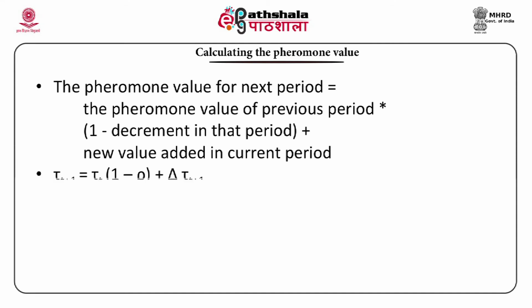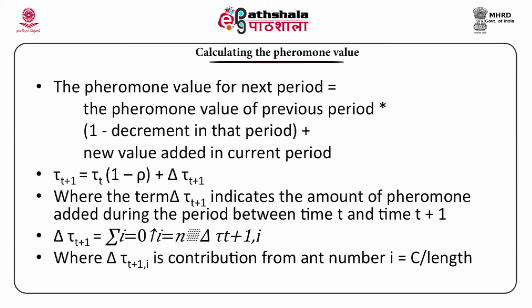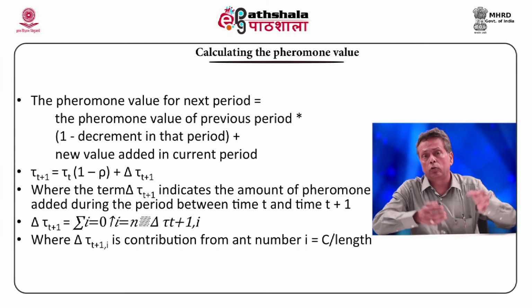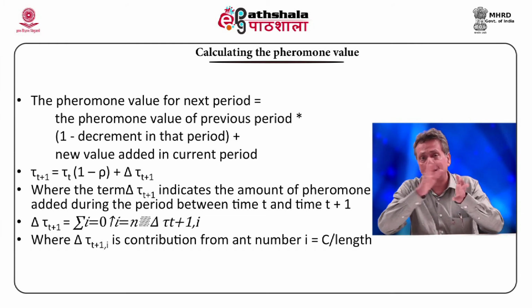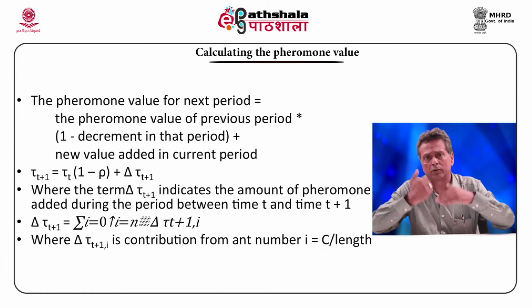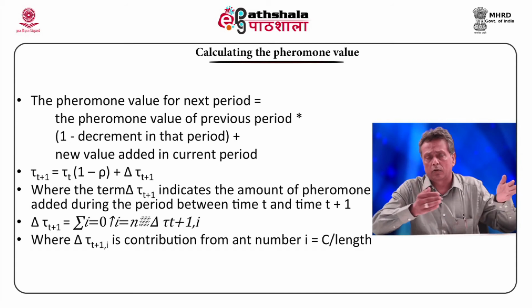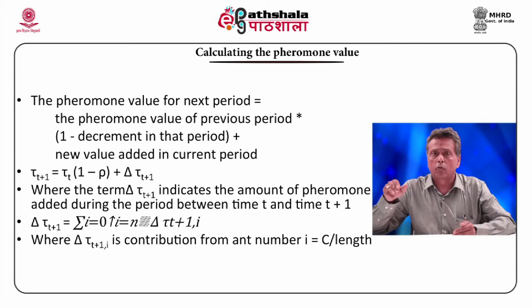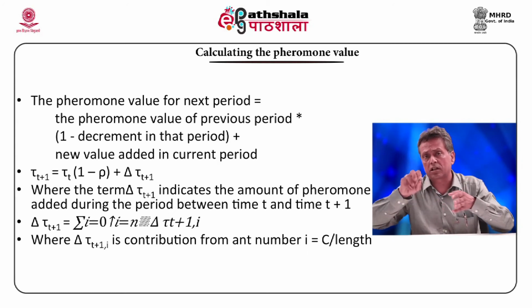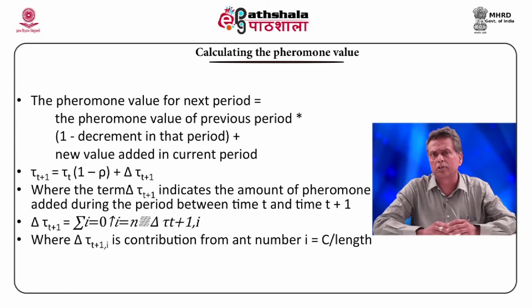And mathematically representing this part is also possible. So, what you can do is you can say that the pheromone value for the next segment, the next period, is equal to the older pheromone value multiplied by 1 minus rho. Rho is the constant rate by which it is decremented. So, some value is decremented over a period of time, plus whatever is added by new ants which traversed on that path. So, there are two components which are used.